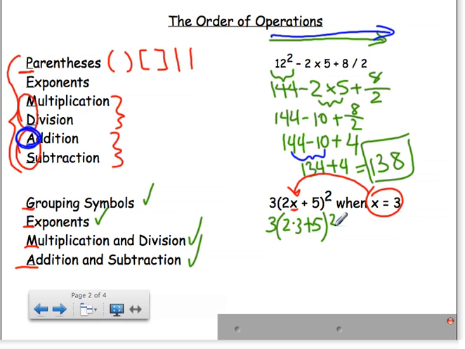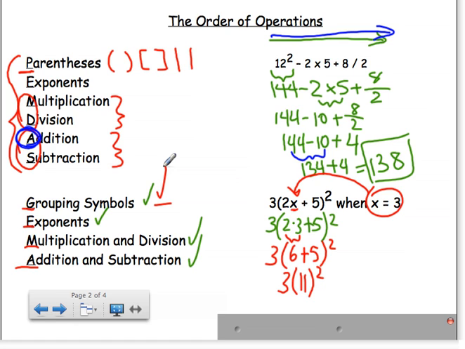I'll do this in red so you can follow along. Looking first at grouping symbols, I do see some stuff in the grouping symbols. I see multiplication and I see addition inside the grouping symbols. So the very first thing I'm going to do is the multiplication. 2 times 3, that's 6, plus 5, and I'll just rewrite everything else. Not done with the grouping symbol yet, because I still have 6 plus 5. That would be 11, still squared, times 3. I have finished the grouping symbol step.